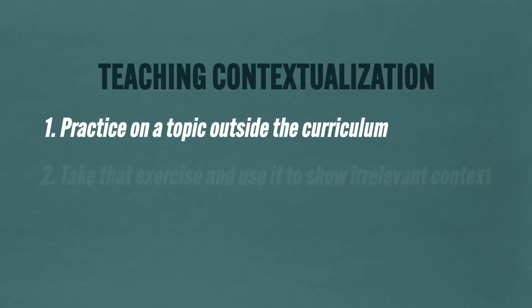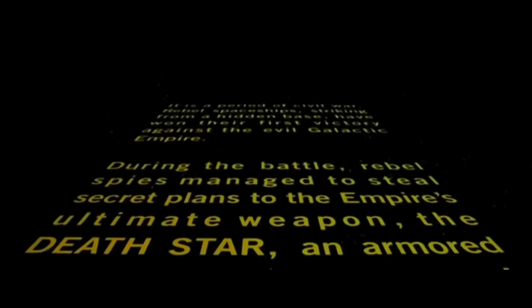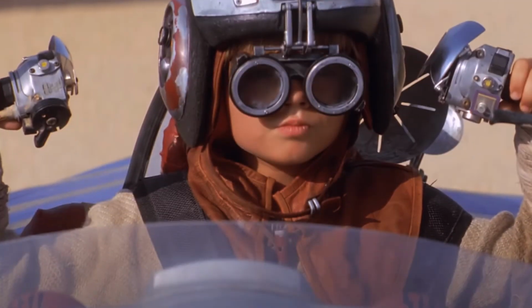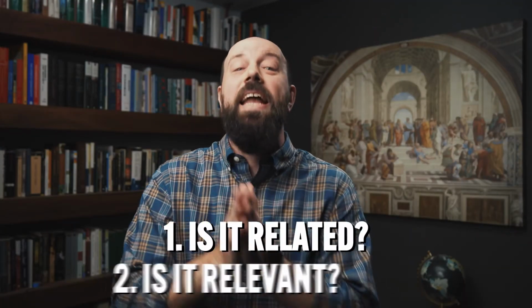Now, the second thing I do is take that exercise and use it to show irrelevant context. So I put the opening crawl from A New Hope up, and most of them have seen this movie, so they know what's coming. But not as many of them have seen episodes 1 through 3, so I give them a quick synopsis and I put a few events from those movies on the board. For example, Anakin Skywalker, who would later become Darth Vader, was a pod racer as a child. And then I ask 2 questions about these events. Is it related and is it relevant?